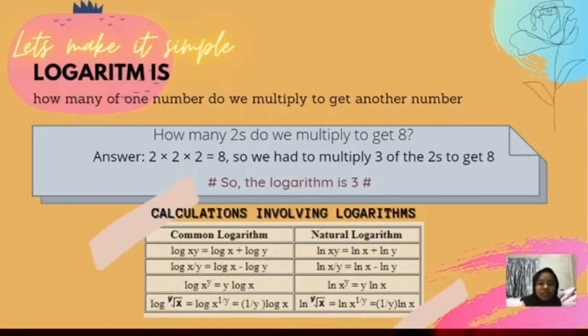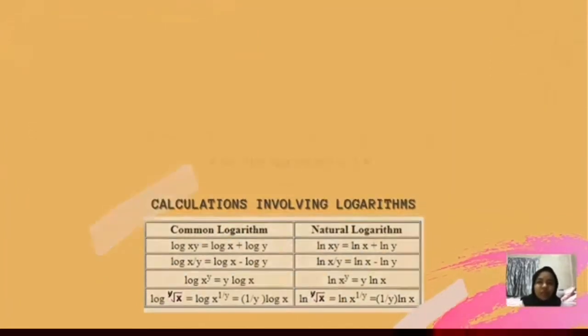The basic calculation involving logarithm is for common logarithm. For log xy, we can convert it to log x plus log y, and log x over y, we can convert it to log x minus log y, and so on.